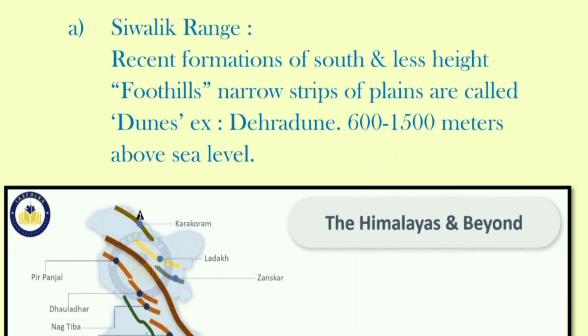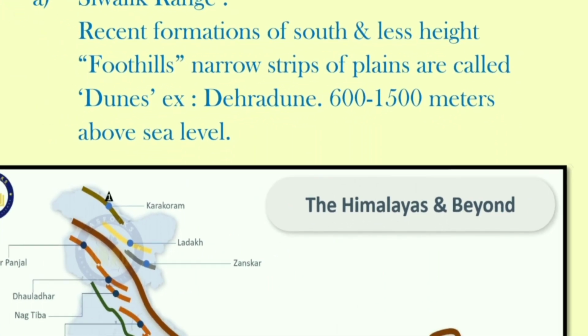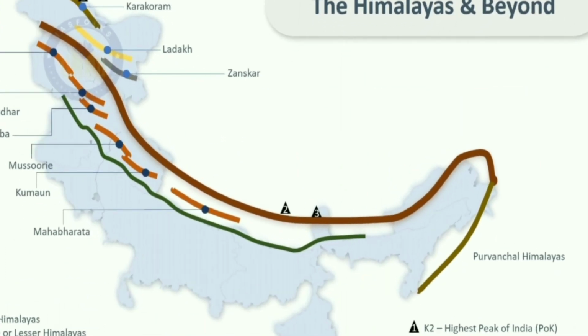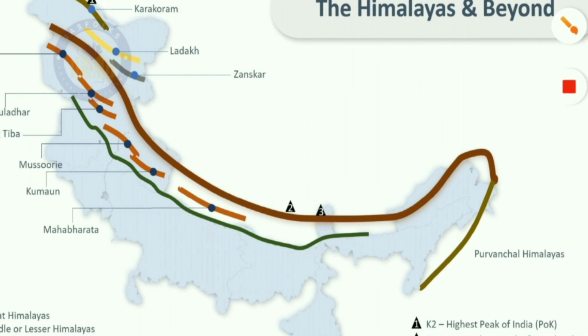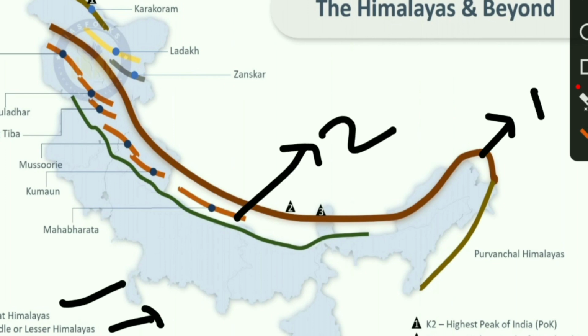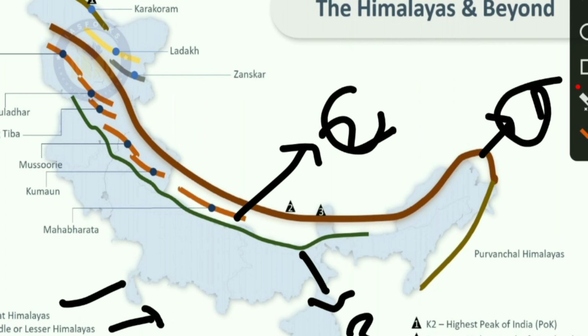The first range is the Shivalik range. Let us see this picture. We will find all three ranges here. The first one is the Greater Himalayas. The second one is the Middle or Lesser Himalaya. Then the Shivalik, in this green color line, is the third one. These three main ranges are there.